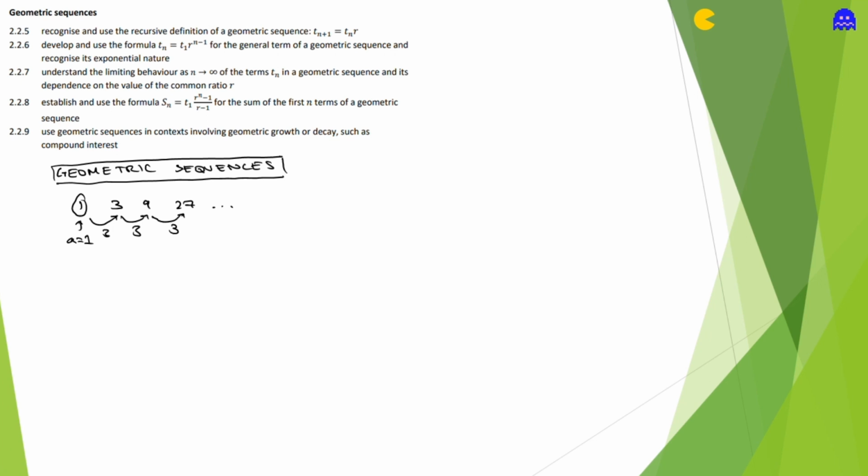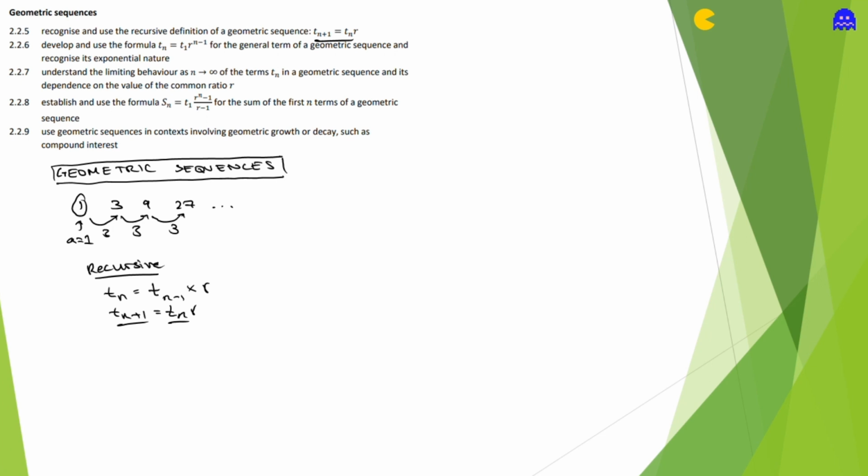So, in terms of the recursive rule of a geometric sequence of this nature, we know that the nth term will be equal to the term immediately preceding it multiplied by our common ratio. I'll call this common ratio r. We can similarly write this as t_(n+1) equals t_n multiplied by r, as is done in the syllabus. But the main thing here is that the term here is 1 greater than the term here. And so this is the recursive rule of a geometric sequence.